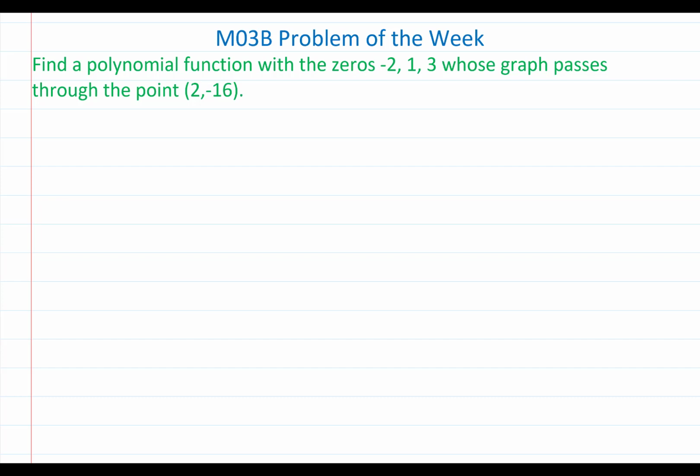So for this problem, we are asked to find a polynomial function when we are given the zeros of -2, +1, +3, and the graph passes through the point (2, -16).